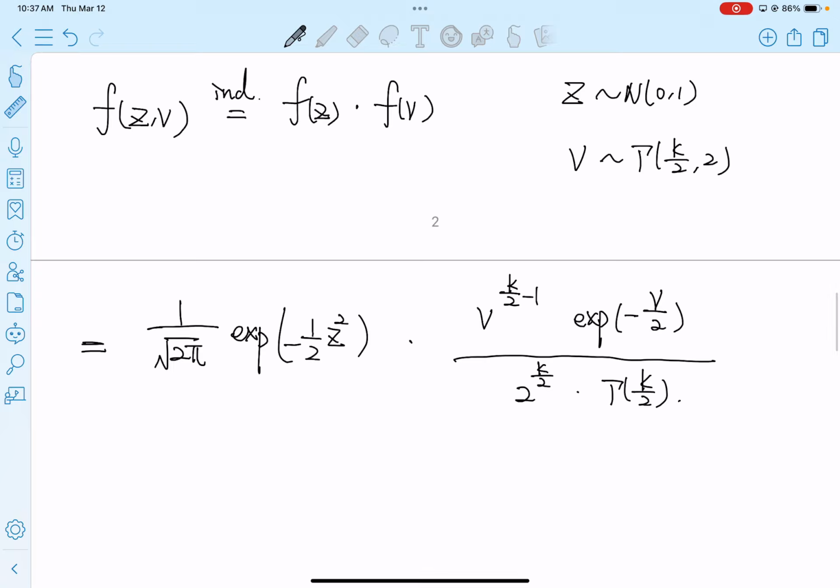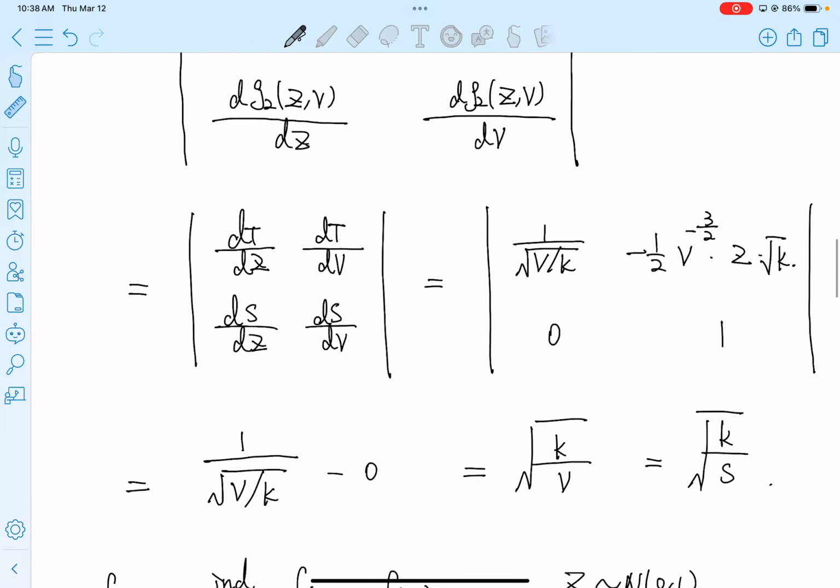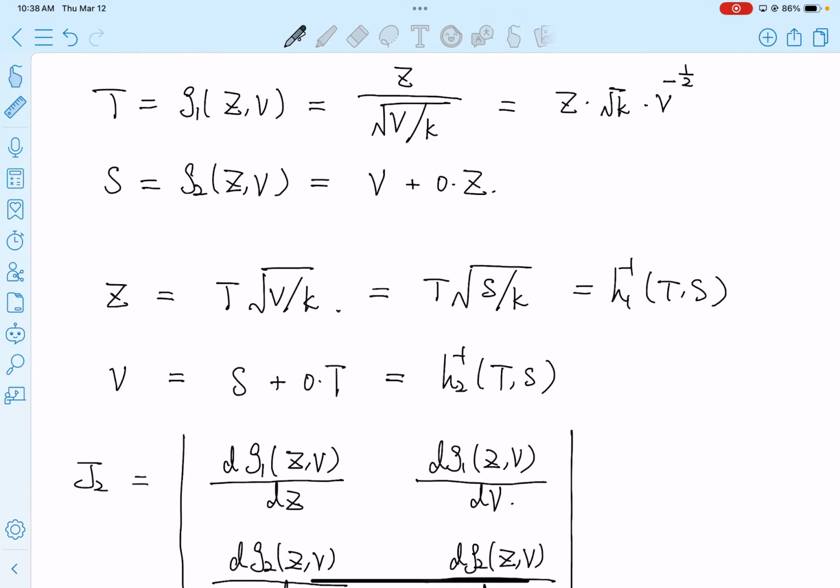Okay. So this is the joint for z and v, but what we want is the joint of t and s. Okay, so for the first part, there's only a z showing up in the square term. And the z is just equal to this one from the inverse function. So let's replace the z by its inverse.